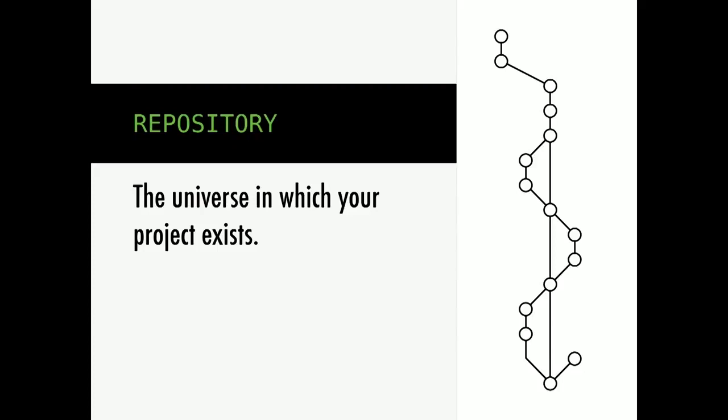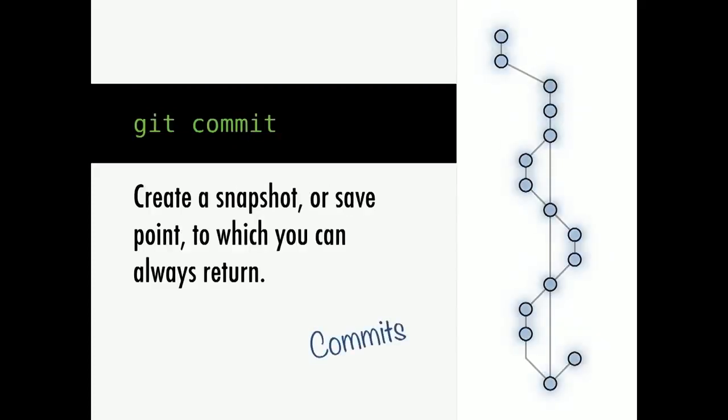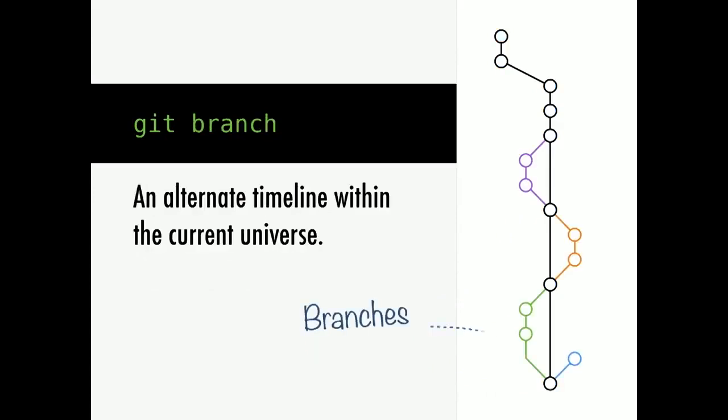A repository is your universe. That's where everything lives for your project. A Git commit is the save points that you create as you work forward. Any commit you make, you can always return to at any time, and you are literally resetting the universe to that state. A Git branch is an alternate timeline.